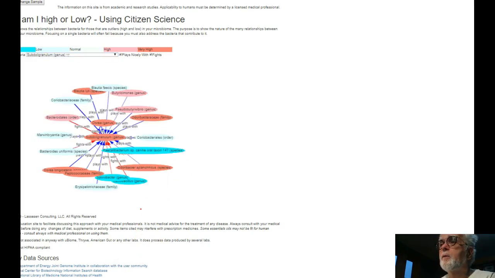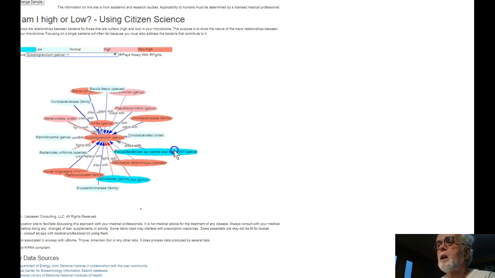Okay, here we have a pretty complicated one going on. And if you go through it, you can see that you have things that play with it, which is low, but what we're really interested in is why it is high. So we have several ones which are high, and we have one of the high ones which fights with it, but in general, the ones that fight with it are all low, and the ones that play well with it are all high. Okay, this is using the citizen science version.